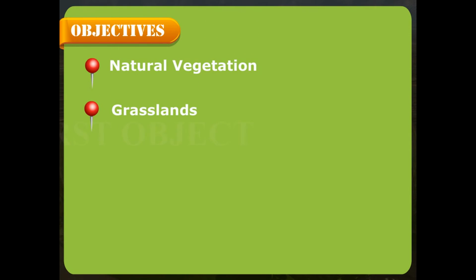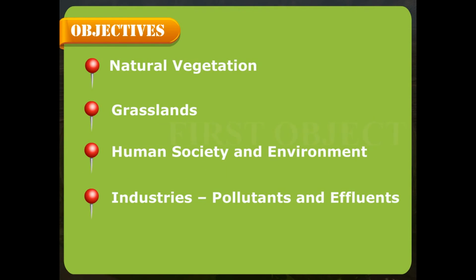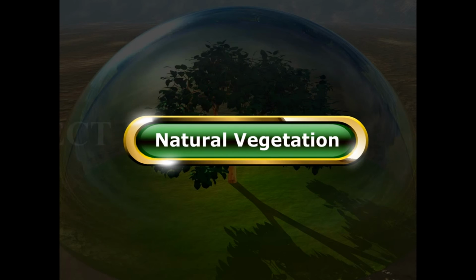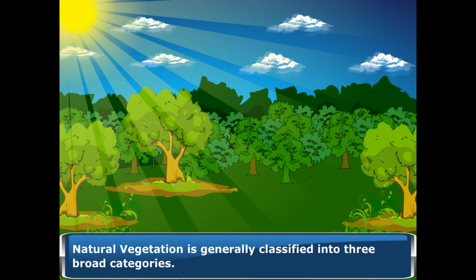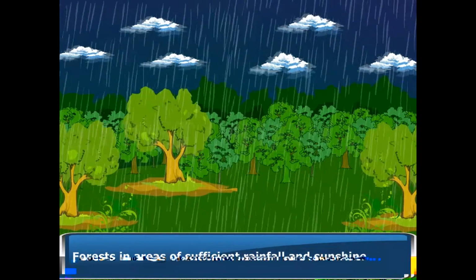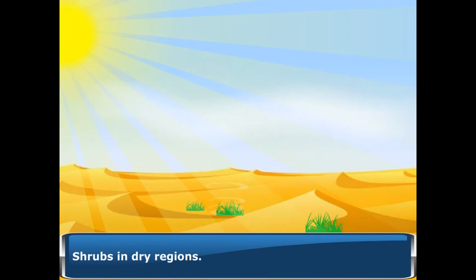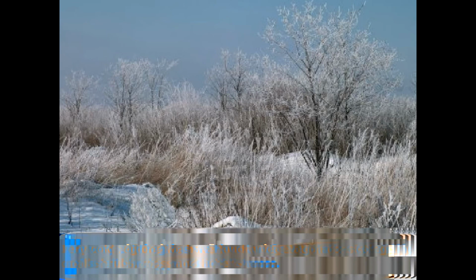Objectives. In this chapter, we will learn about natural vegetation, grasslands, human society and environment, industries, pollutants and effluents, depletion of resources. Natural vegetation. Natural vegetation is generally classified into three broad categories: forests in areas of sufficient rainfall and sunshine, grasslands in regions of moderate rains, and shrubs in dry regions. In very cold regions, we have tundra vegetation consisting of small shrubs, moss and lichens. Let us study some of these in greater detail.